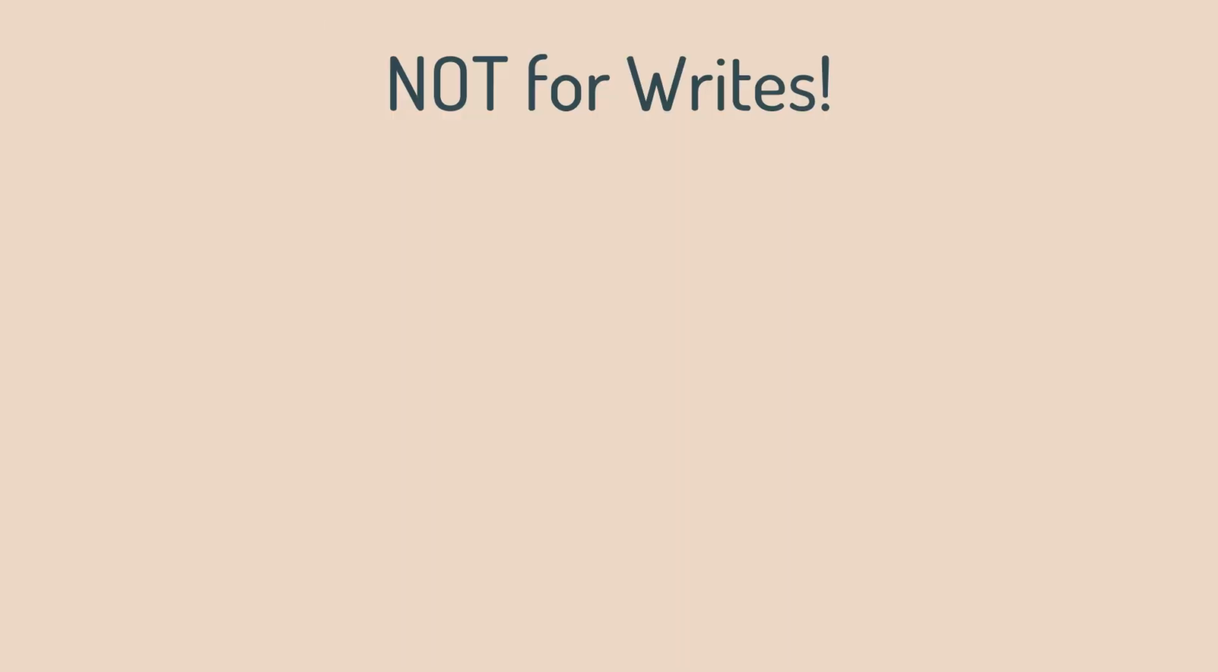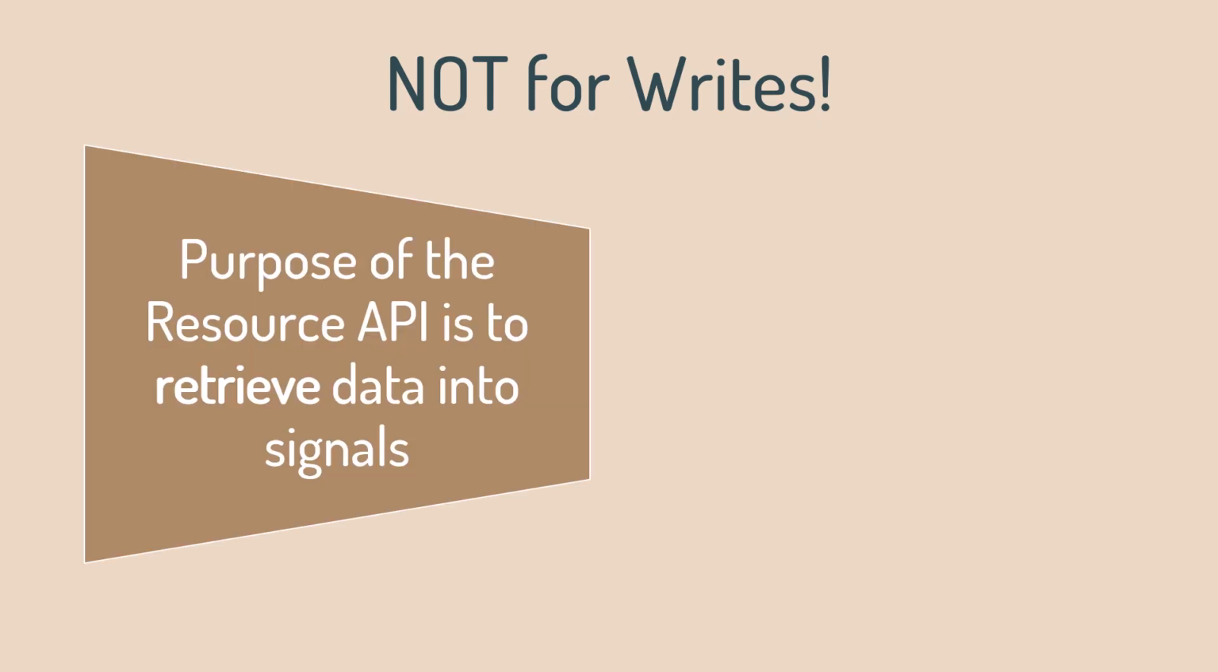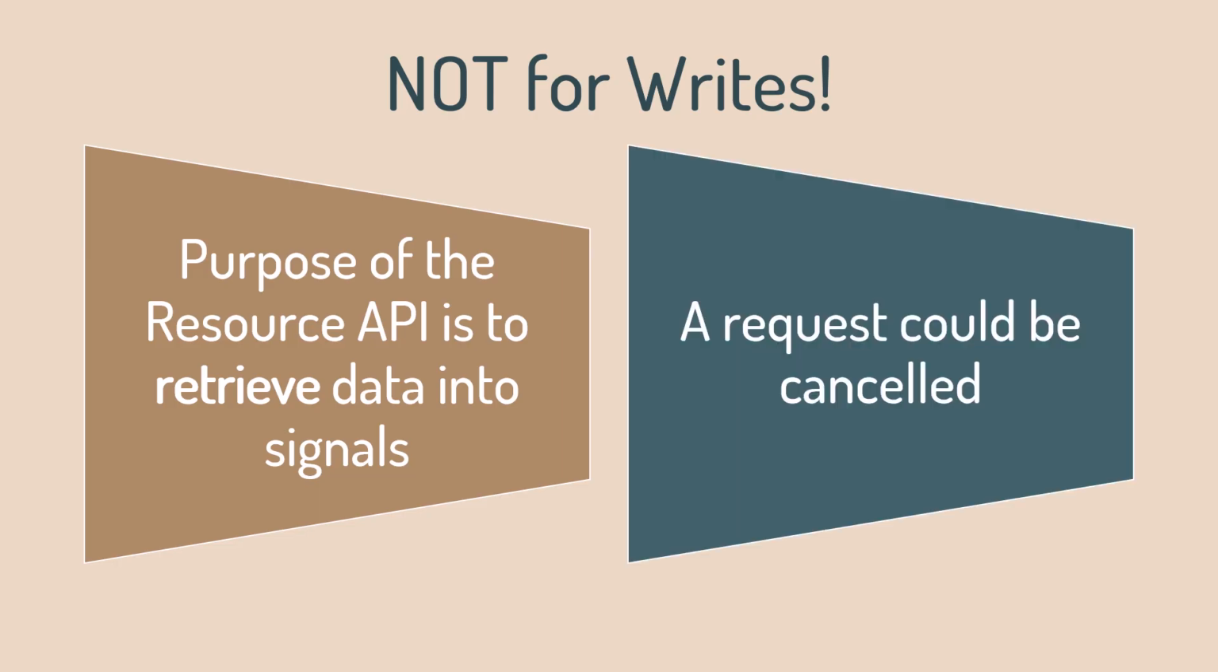The resource API is great, but it's important to note that the Angular team does not recommend using the current resource API for writing data to a backend server. This is for two key reasons. The entire purpose of the resource API is to retrieve data into signals. With put, post, and delete operations, you seldom have return data you want to store in a signal. If the user edited and saved data and immediately performed another edit and save operation, the first HTTP request could be canceled when the second request is issued. We saw this in the demo.